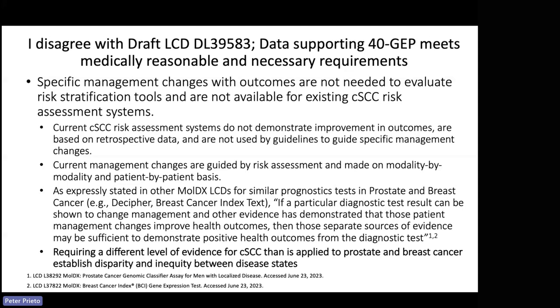So focusing back on SCC, I think that the standard for clinical utility in risk stratification is set by the clinical and pathologic-based risk stratification systems such as the NCCN, the AJCC version 8, and Brigham and Women's that are clearly clinically useful, but are based on retrospective data sets, lack demonstrated improvement in patient outcomes, and are not specified by guidelines to inform specific management changes. Rather, these approaches identify broad categories of risk to inform a broad range of management options that I will review today.